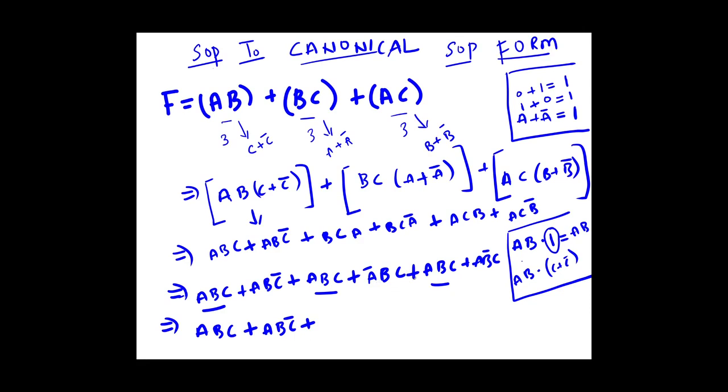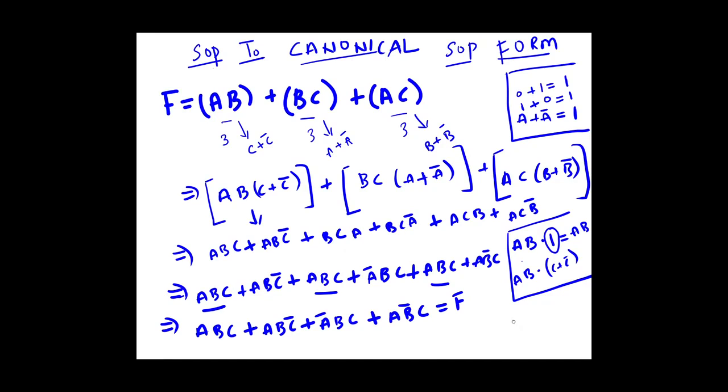Then I have A bar, B, C. I don't have it anywhere else, so it is only once: A bar, B, C. Next, plus A, B bar, C. So this is my canonical SOP form from this expression, equal to F. Here the 3 terms, I'm ignoring the other 2 terms. If I have 4, I ignore the other 3 terms. If I have only 2, repeating twice, I ignore one.